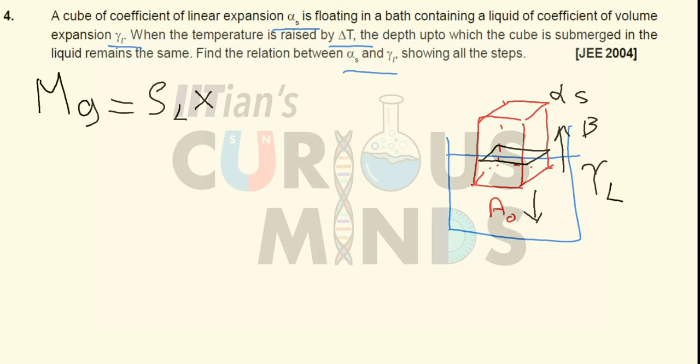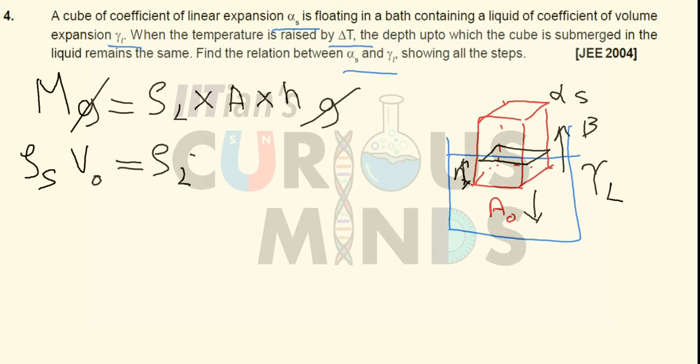So it will be equal to the density of the liquid into, let this height be h, into the area at the bottom, into g. So g and g will get cancelled out. The mass will be equal to density of the solid into volume of the solid, let it be V naught. It will be equal to density of the liquid into area at the bottom into height h, where h is the height submerged inside the liquid.